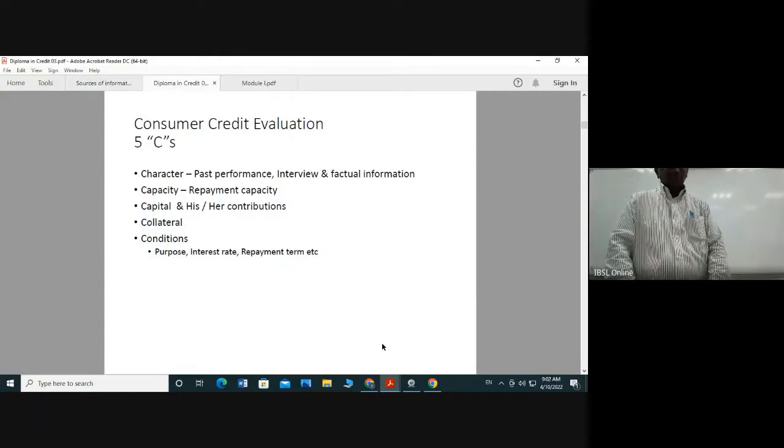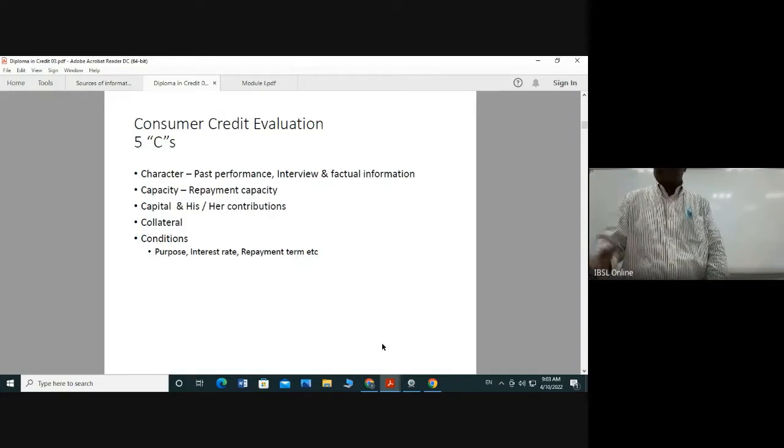Then we started consumer credit evaluation. The 5C's concept, the tool we use to evaluate consumer credit, was developed by senior bankers in those days through their vast experience, to do the credit appraisal in a systematic way. Otherwise, you will be doing this one, that one, and everything, and there won't be any end. So, for you to do the credit appraisal in a systematic way, they developed this. We call it a tool for credit appraisal.